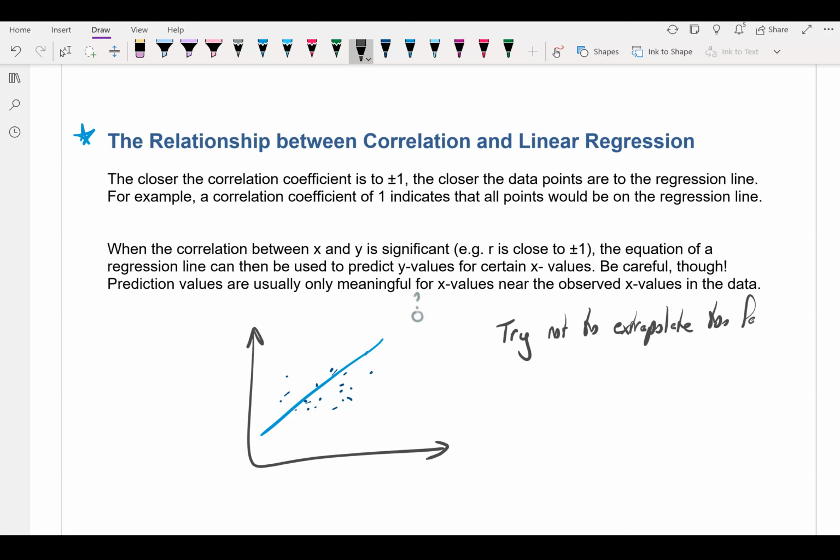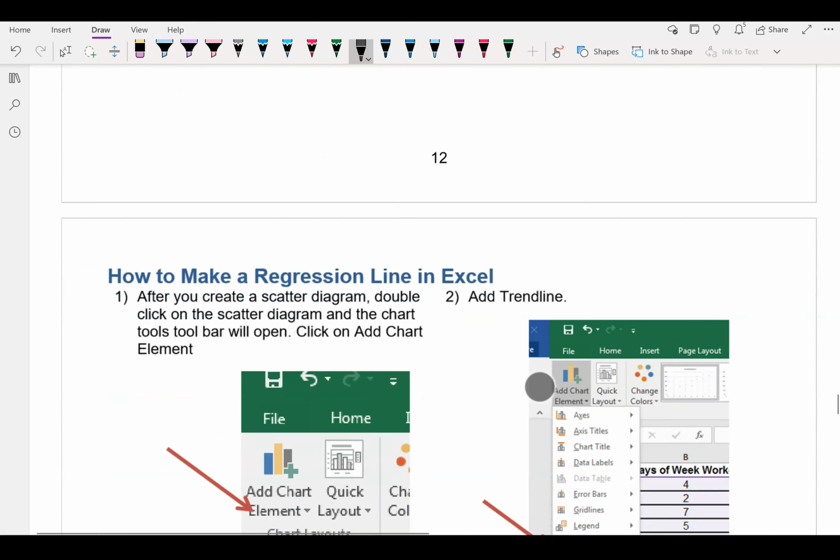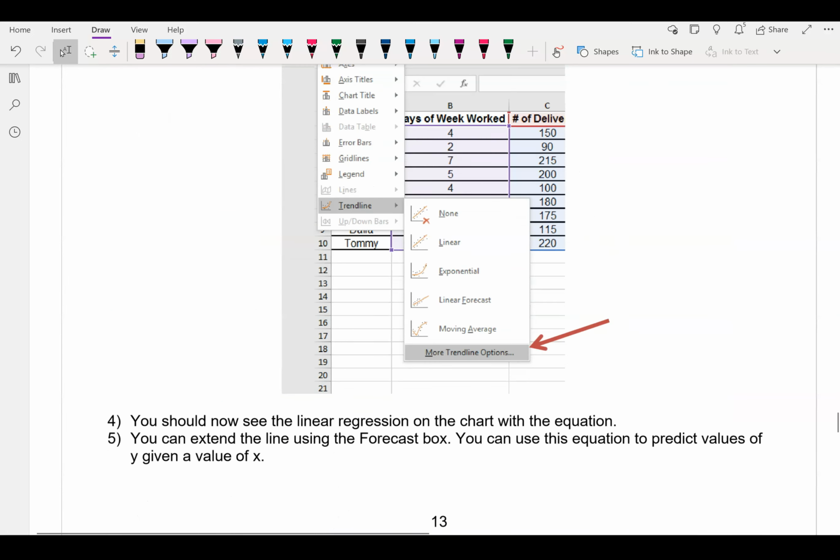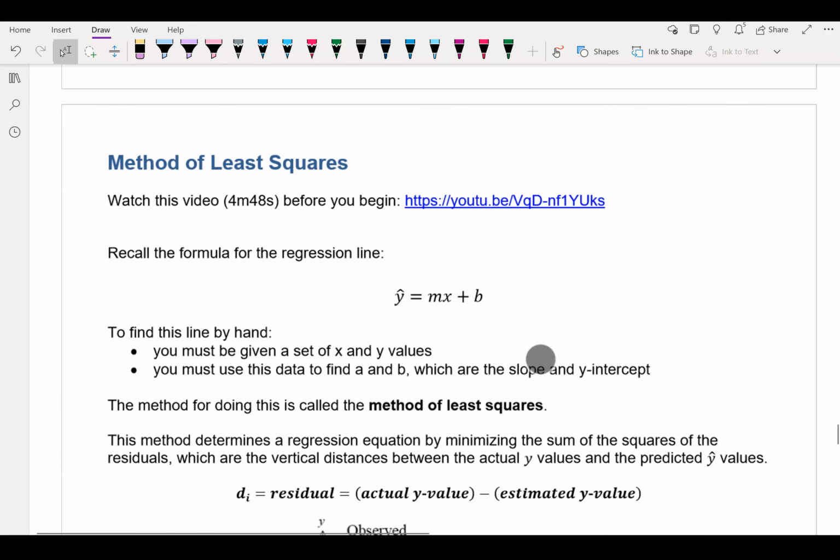Too far. If you extrapolate too far, then you're making predictions that really aren't based on real-world data. Okay, so now that I've done that, the last thing I'll say before I go to the Excel is this last section here. It says how to make a regression line in Excel. You can read through that. That'll explain the method I'm going to use.